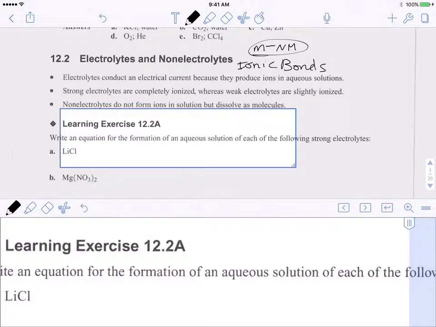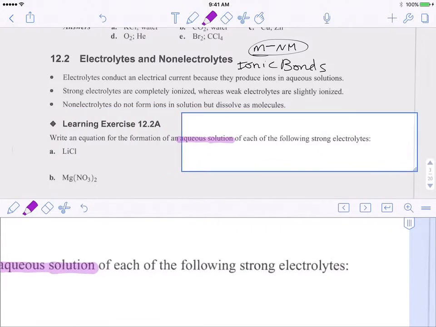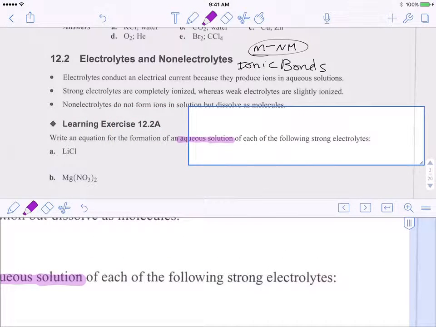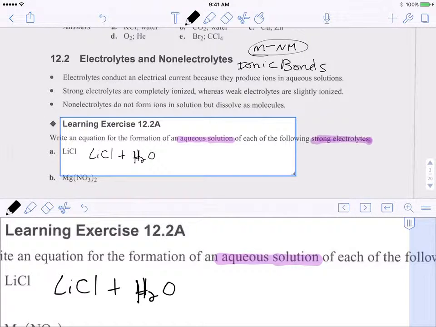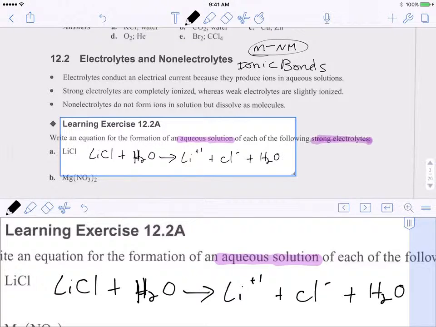Write an equation for the formation of an aqueous solution with the following strong electrolytes. So cool. I'm going to highlight a few things. This is an aqueous solution, which means I'm going to be using water. Another word for that is hydration. Strong electrolyte, which means they're completely going to dissociate into two different things. So the first one, LiCl. It's supposed to be an H. Li is a +1. Chlorine's -1. Cool. That's one way of writing it.